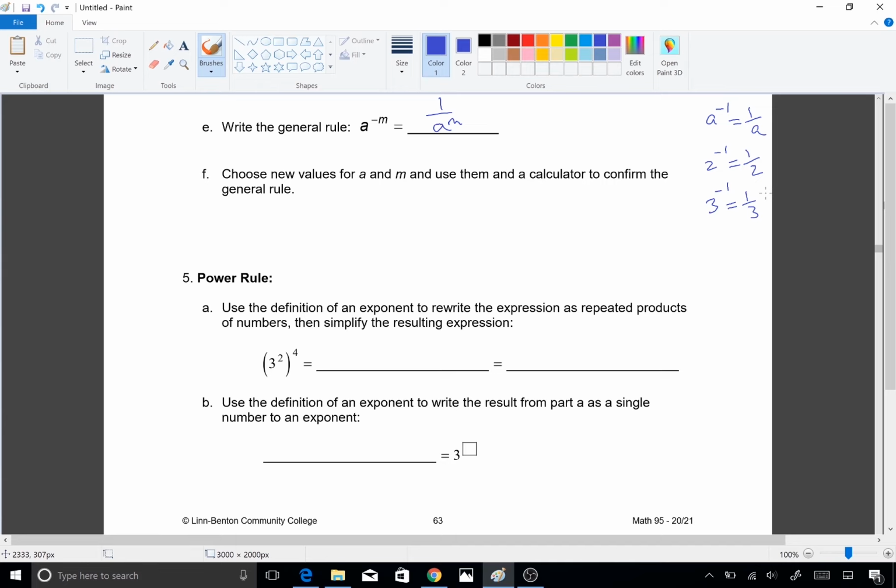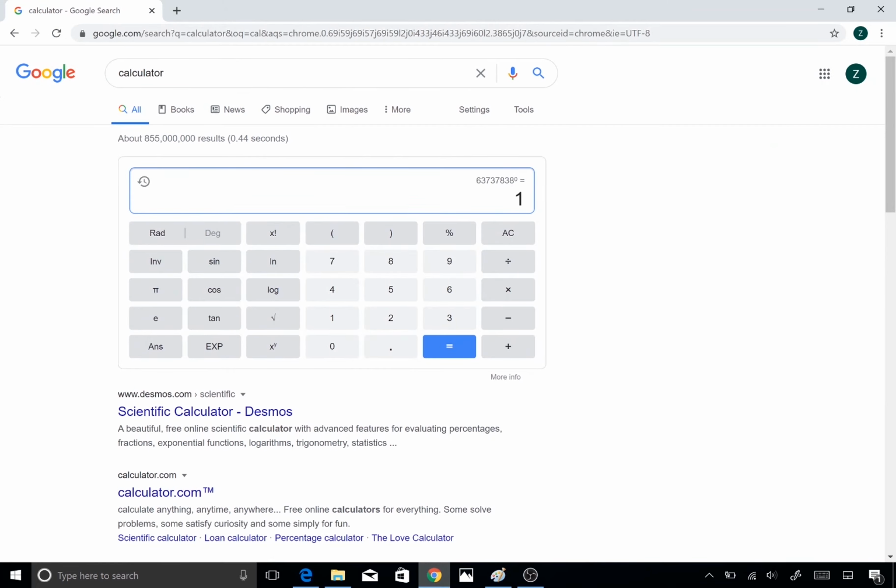What is 5 to the negative 2? Well, our rule says that that's going to be 1 divided by 5 squared, which is the same as 1 over 25. And if we check the calculator, 5 to the negative 2 is 0.04. 1 divided by 25 is also 0.04.